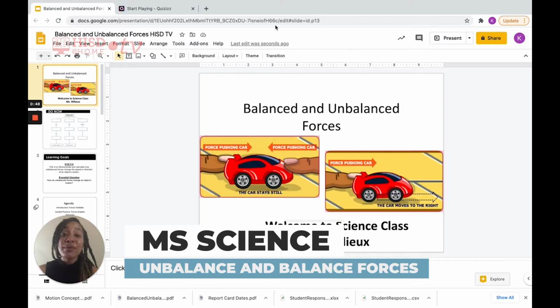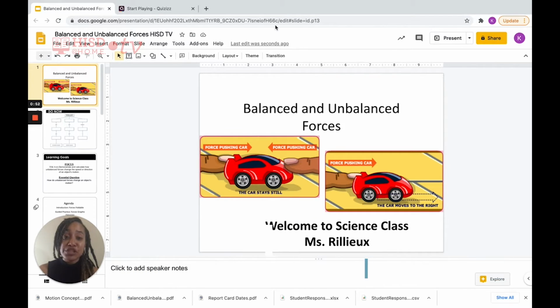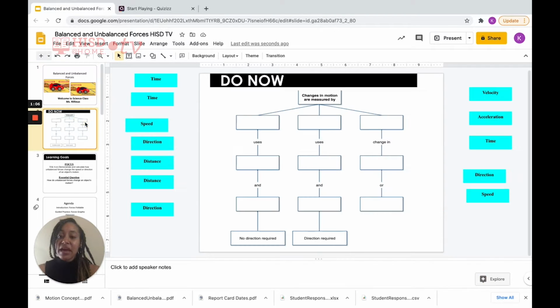If you joined me last week, we discussed the 3 types of motion: speed, velocity, and acceleration. So before we start today's session, let's review what we did last week. For our do now today, we are going to complete a graphic organizer on the 3 types of motion from last week. So please grab your notes and let's begin.